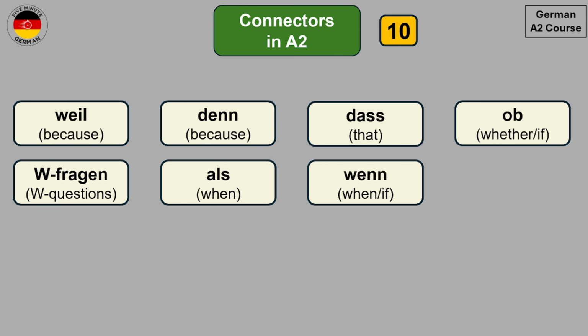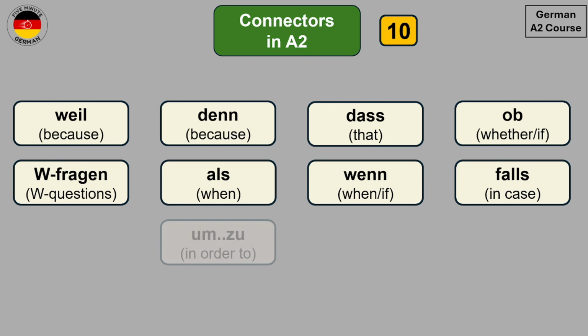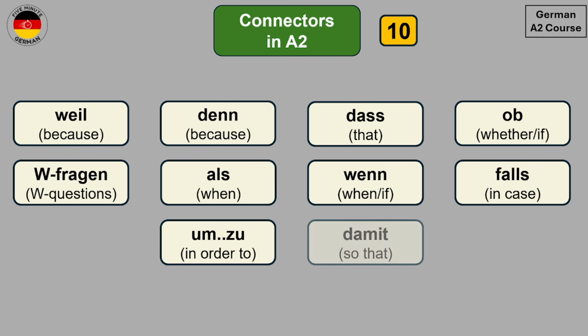Then we have wenn, which means when or if. The next is falls, which means in case. Then we have um zu, which means in order to. And the last one is damit, which means so that. So these are the 10 connectors which are part of the A2 course.